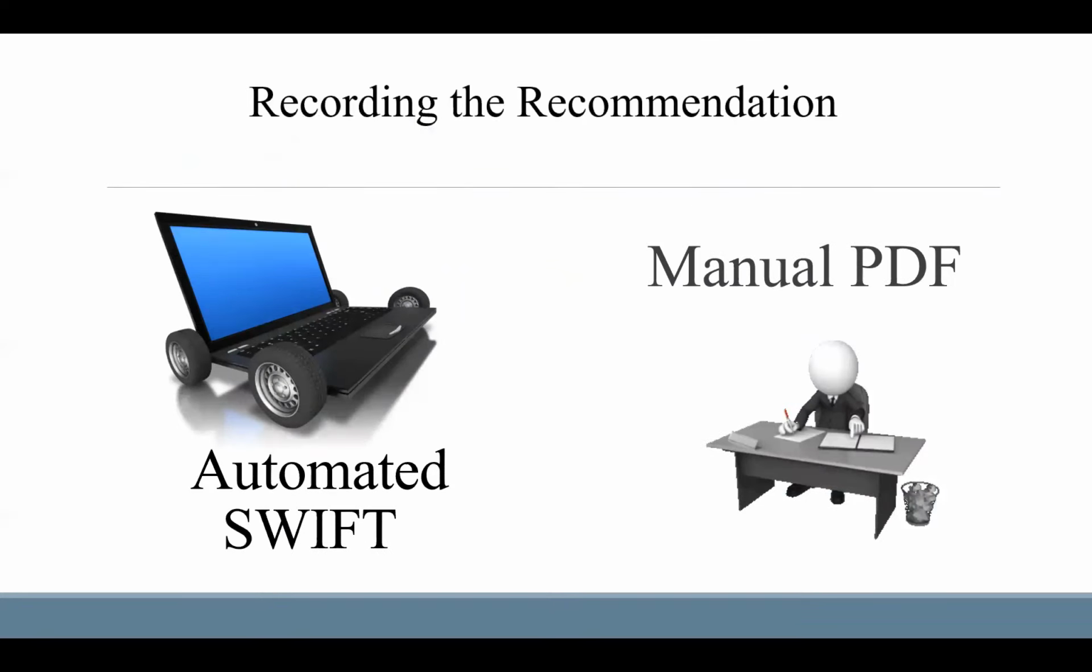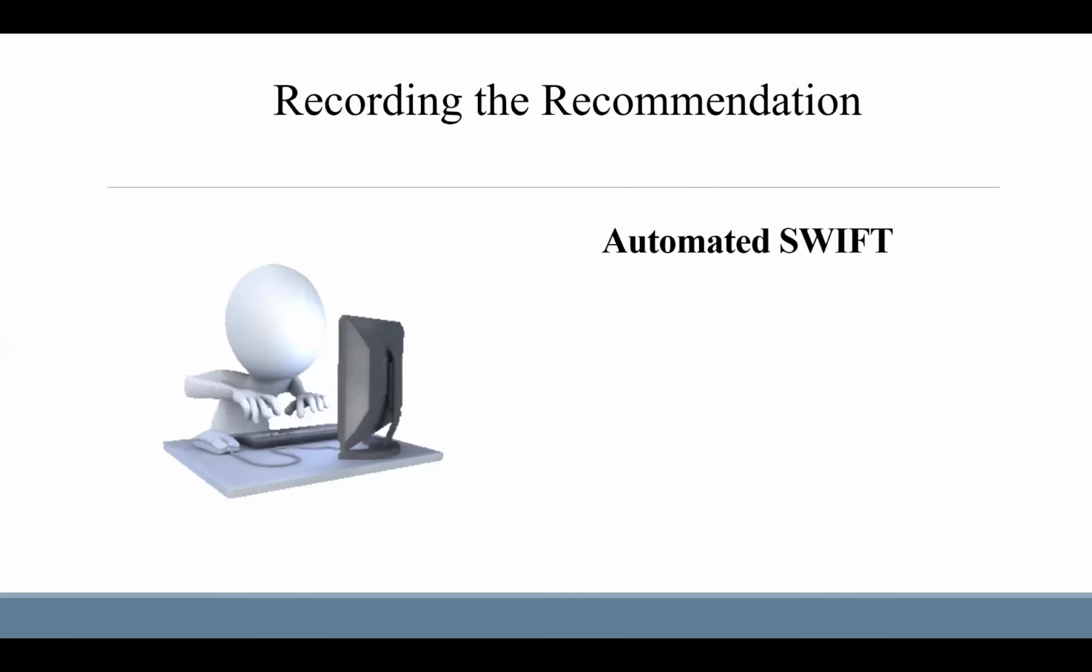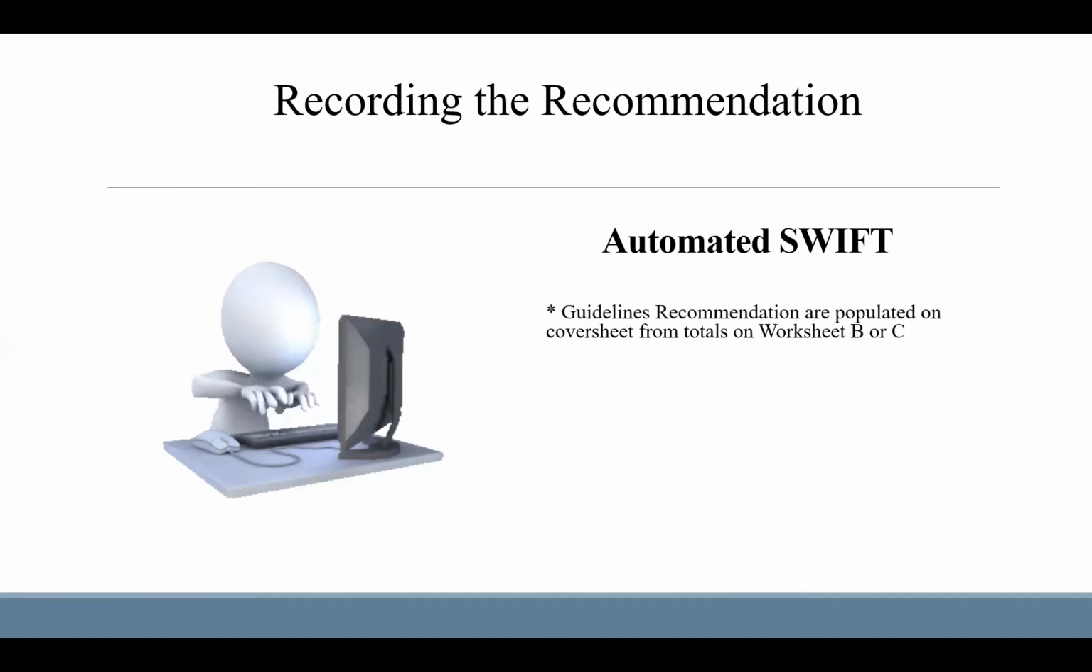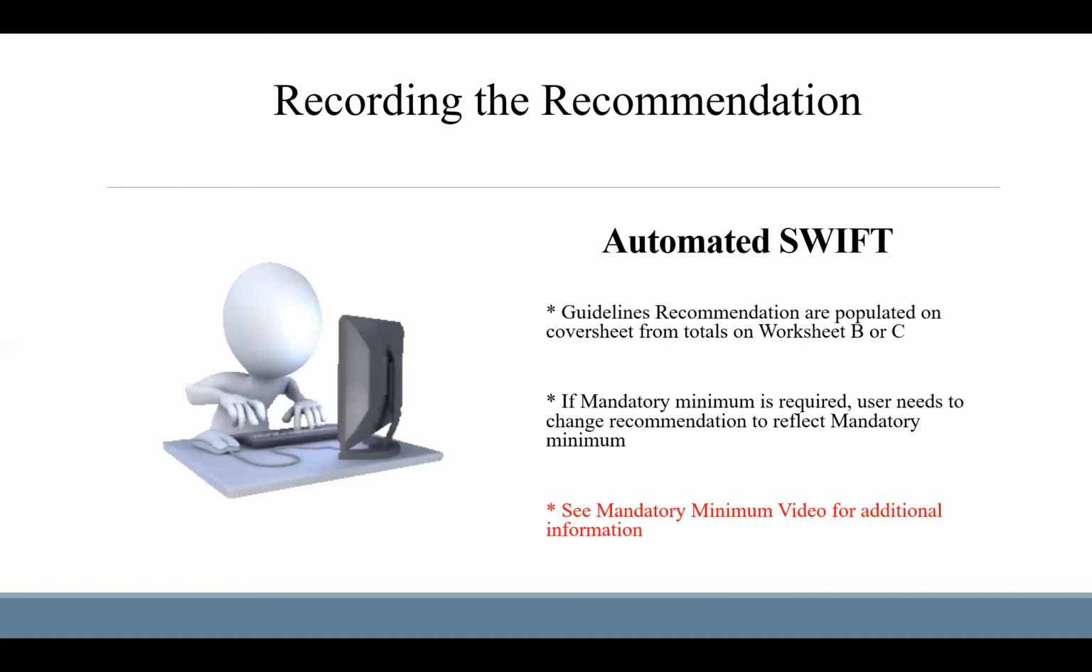Users can either use Swift, in which the information is automatically populated for you, or manually record the recommendations after manually completing the guidelines. Guidelines recommendations are populated onto the cover sheet from the totals on worksheets B or C in Swift. However, if there is a mandatory minimum required, users need to change the recommendation to reflect the mandatory minimum. For more information on mandatory minimums, see the mandatory minimum video.